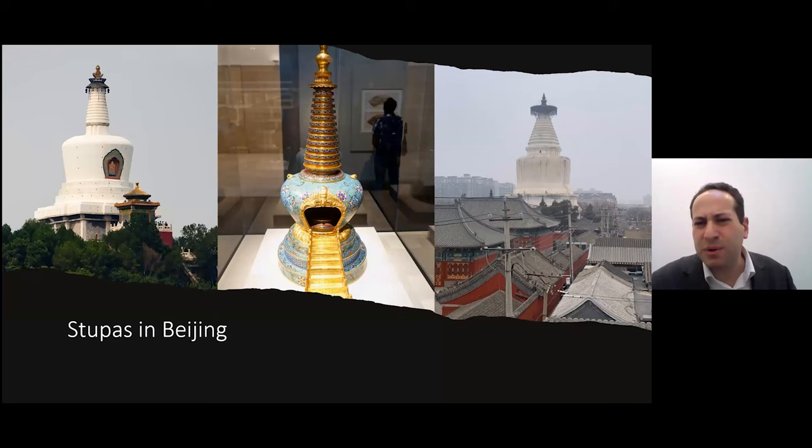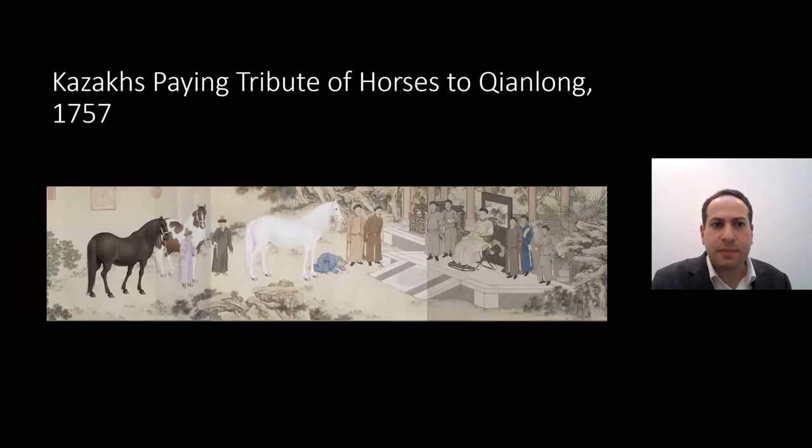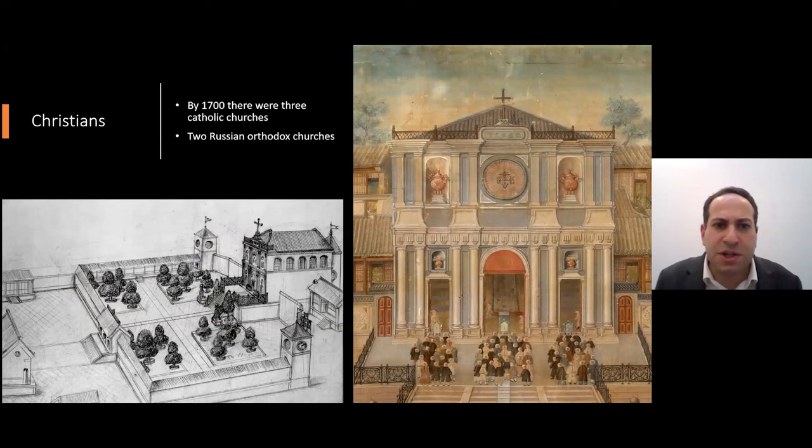There's also Muslims, a large population of Muslims in Beijing at this time. They are Hui, ethnic Han Chinese who are Muslims, but also Central Asians, Uyghurs, Persians, you name it, everything. They're about 2% of the population centered largely around Ox Street. They're still there. And you see paintings of Kazakhs from Central Asia paying tribute to the Qianlong Emperor, to horses.